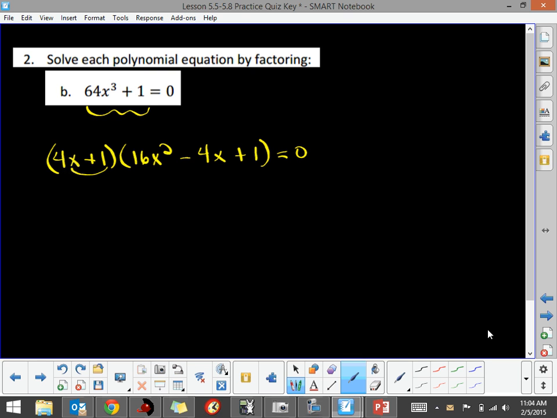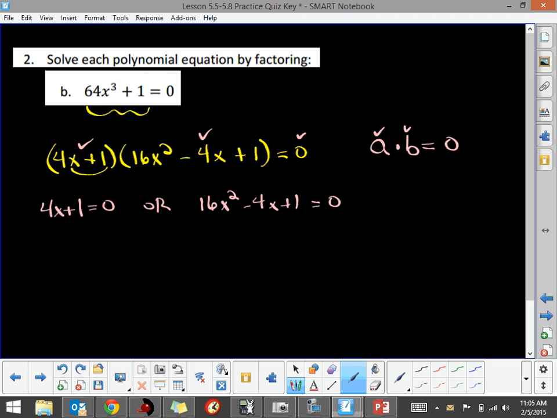In order to solve this by factoring, what we do is we set each factor equal to 0, because we know the simple rule that if you multiply times 0, your answer is 0. So either this factor 4x plus 1 has to equal 0, or the 16x squared minus 4x plus 1 has to equal 0 in order for your answer to be 0. So really it's a very simple idea that if you have two numbers that are multiplied together and get an answer of 0, one of the numbers has to equal 0. So I'm setting up that scenario.